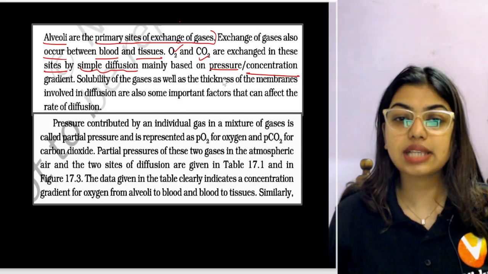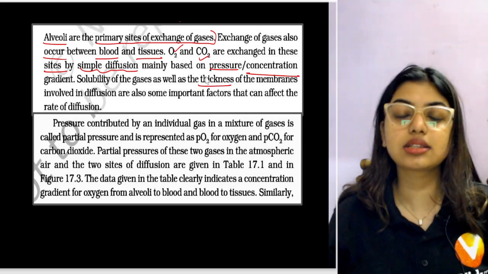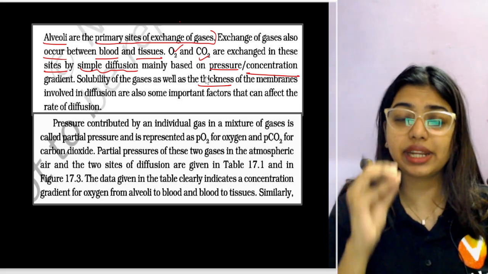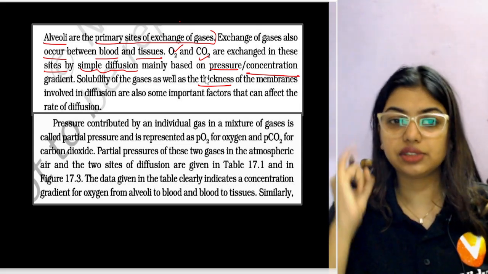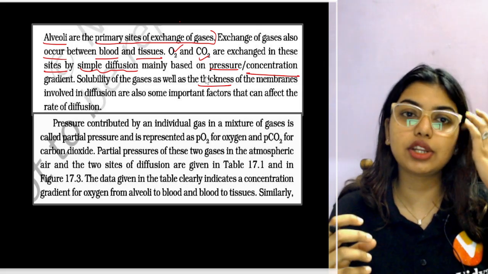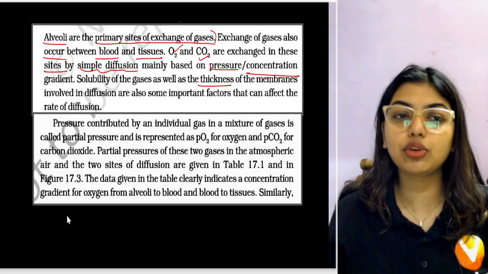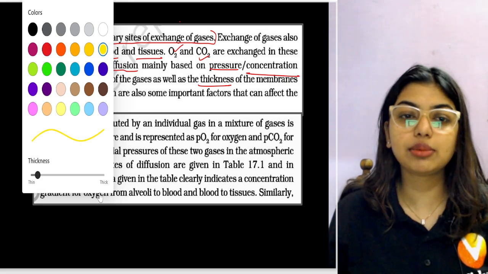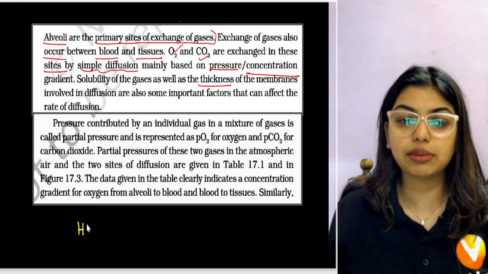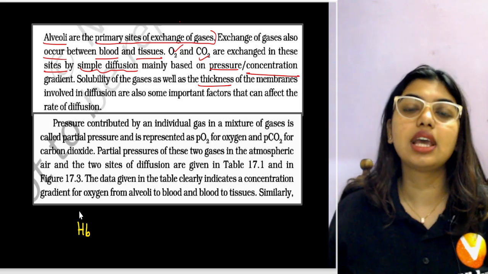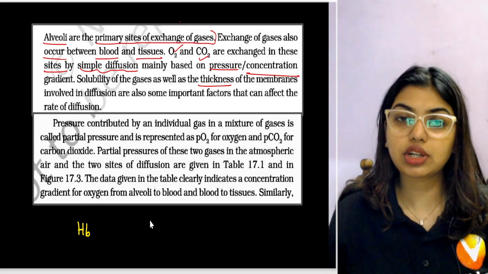Solubility of the gases as well as the thickness. So yesterday I discussed with you that there are three main factors affecting the exchange of gases. First one is solubility of gas. What is the solubility of gas? I hope all of you know that hemoglobin actually does not like oxygen, which is a very sad thing, right? Because hemoglobin is supposed to bind with oxygen, but hemoglobin's affinity with oxygen is comparatively less when you compare it with carbon dioxide or carbon monoxide.